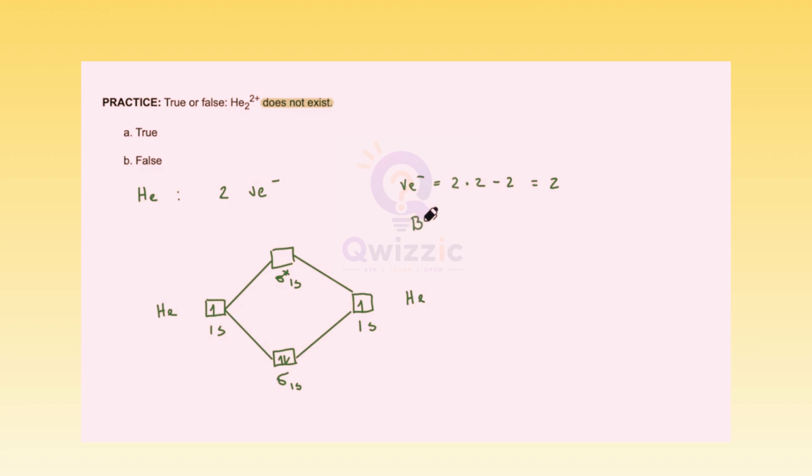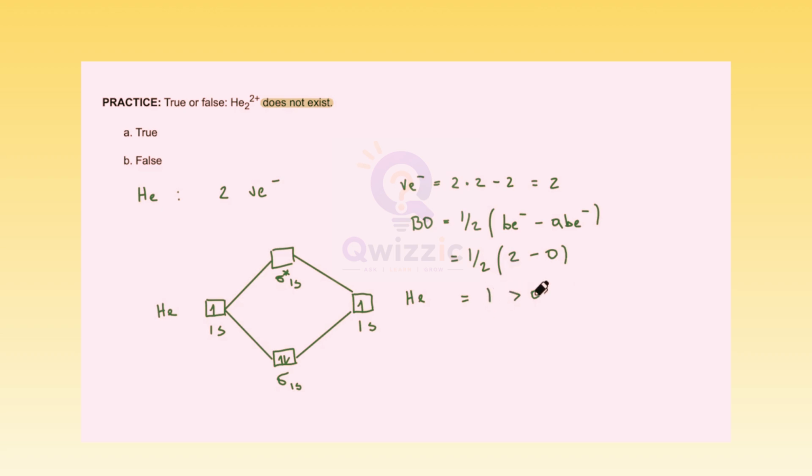Let's recall the formula for the bond order. We take 1/2 multiplied by the number of electrons in the bonding molecular orbitals, we can say bonding electrons minus anti-bonding electrons. In this case, we would have 1/2. The number of bonding electrons would be 2, and anti-bonding would be 0. We calculate the result and we get 1, which is greater than 0.